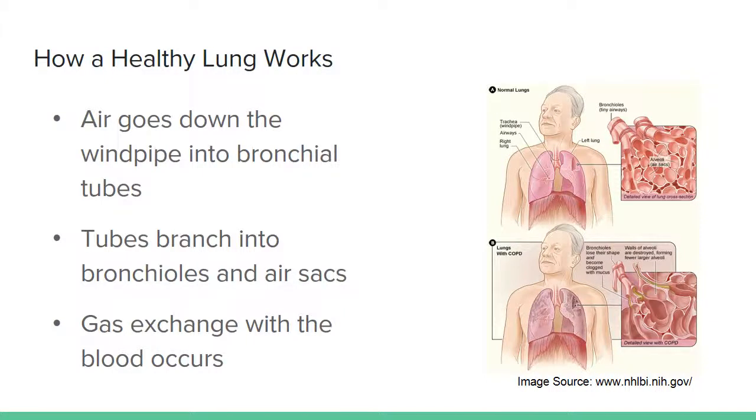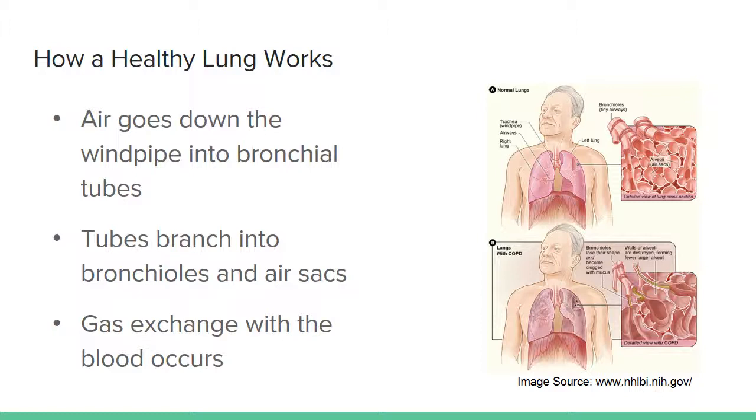Before we can discuss COPD, it is important to first understand how the human lung works. Gas exchange begins when you inhale and air goes down your windpipe into tubes in your lungs called bronchial tubes. Your bronchial tubes branch into thousands of smaller tubes called bronchioles. These tubes end in bunches of tiny round air sacs called alveoli. Small blood vessels called capillaries run through the walls of these air sacs.